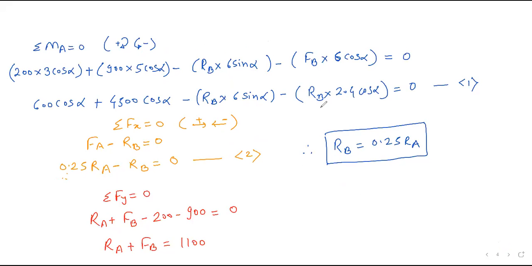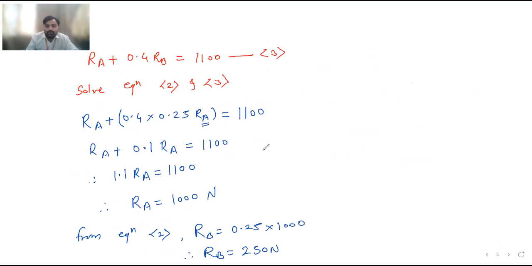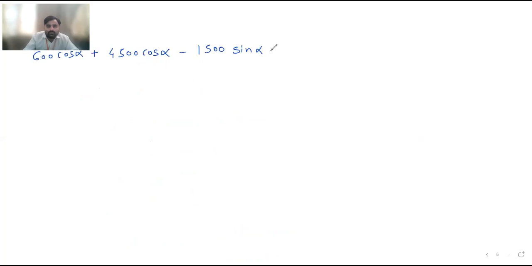Then here RB again 250. So put that value, 250, into 2.4. It is 600. This is 600 cos alpha. This is minus 600 cos alpha is equal to 0. So now here you can see this plus cos alpha and minus cos alpha will get cancelled.